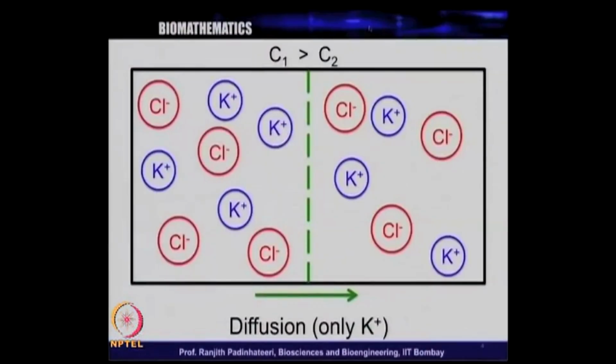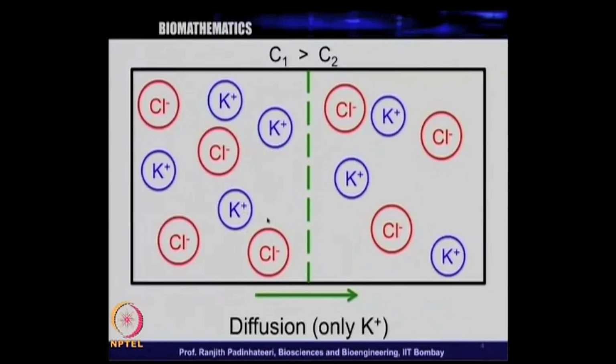Let us have a look at the picture here in the slide. You can see KCl, K plus and Cl minus ions, and here also K plus and Cl minus ions. If you look here, you can see that there are more K plus ions on this side. This is just a pictorial representation. If you count, you can see 4 here and 3 there, but it does not mean exactly 4.